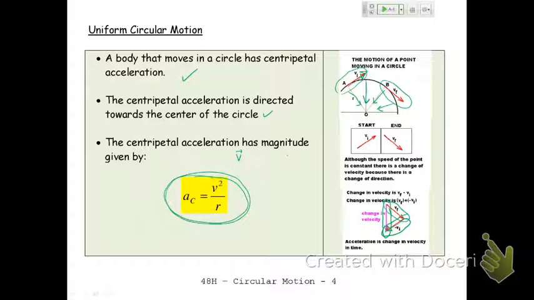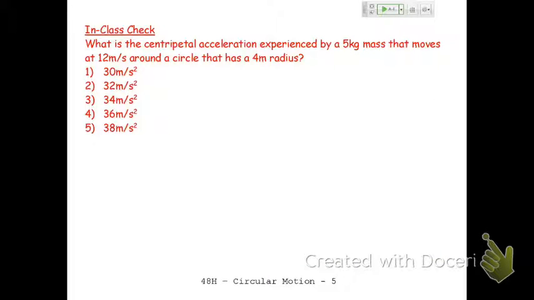Ooh, that's interesting. It doesn't go linearly with speed, it goes with the square of the speed. So it's kind of interesting. Don't worry where that comes from. Just know it. Okay? So what is the centripetal acceleration experienced by a 5 kilogram mass that moves at 12 meters per second around a circle of radius 4 meters?